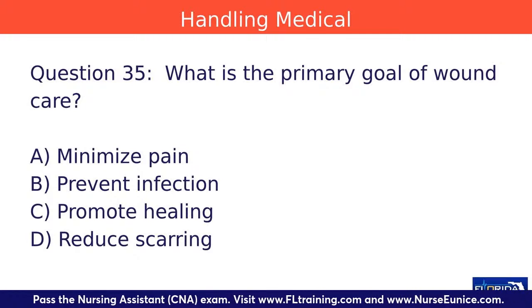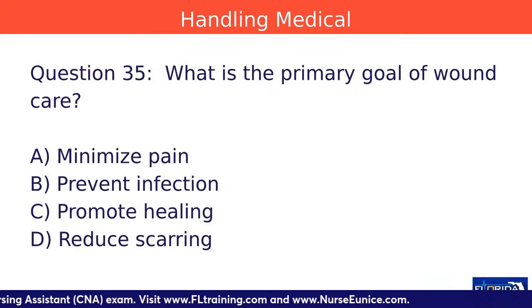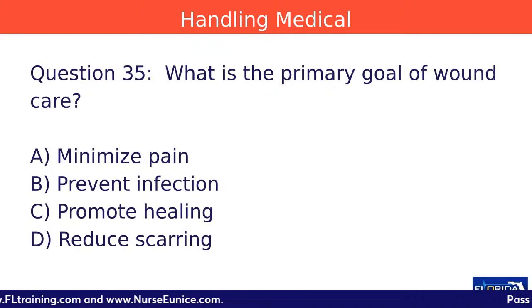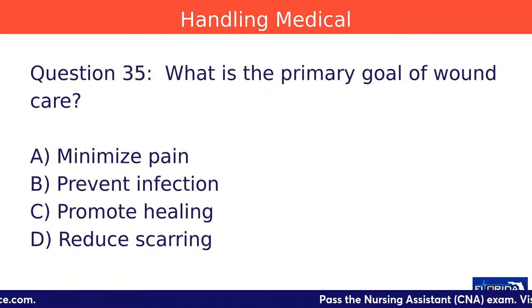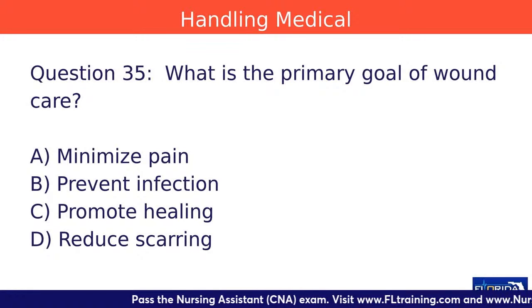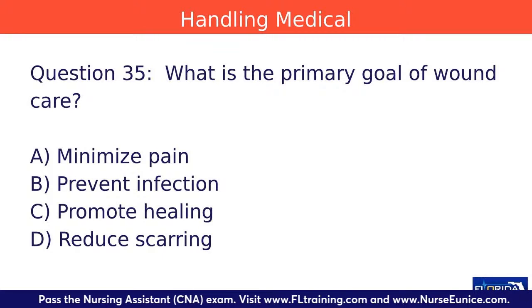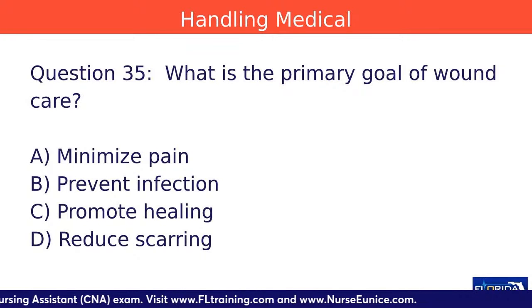35. What is the primary goal of wound care? A, minimize pain. B, prevent infection. C, promote healing. D, reduce scarring. Why are we having the nurses go in and change the dressing, clean the wound? This could be one of two answers.